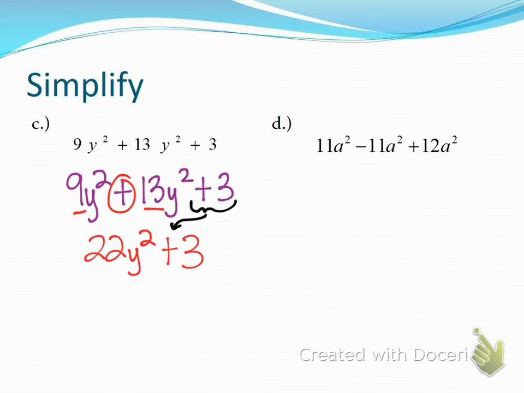Can I combine 22y squared with the 3? No. Why not? Okay, the 3 doesn't have a variable at all. They are not like terms.